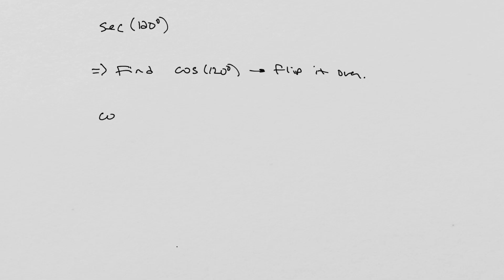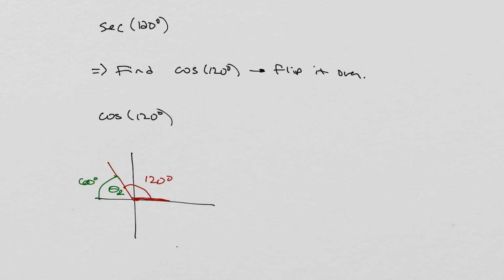Right? So for cosine of 120 degrees, again, here's my reference angle. That's where I'll start it. It'll end about right there. So there's 120 degrees. This reference angle right here is 60 degrees. So cosine of 120 degrees is the same thing as cosine of 60 degrees.